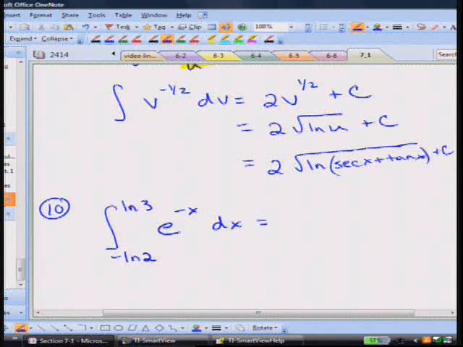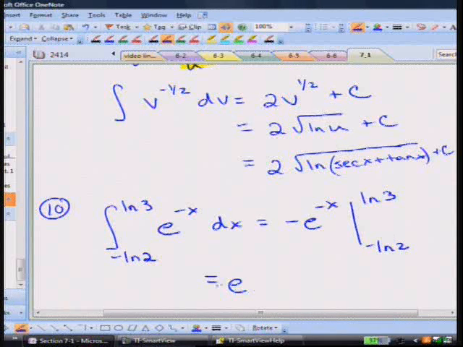All right. So you will remember the integral of e to the x is just e to the x, but to handle that negative in front, you're just going to put a negative because it would be 1 over -1. So this is going to be -e to the -x evaluated between -ln2 to ln3. But when you do this, this will be negative e to the negative ln3 minus negative e to the negative negative ln2. It's going to be a negative. So this will be positive ln2.